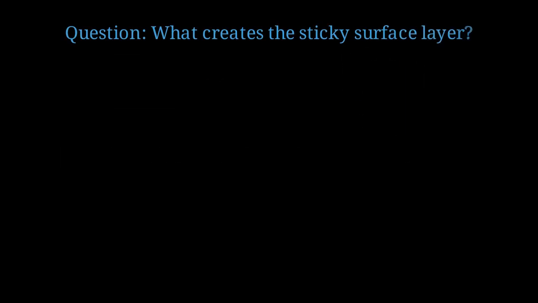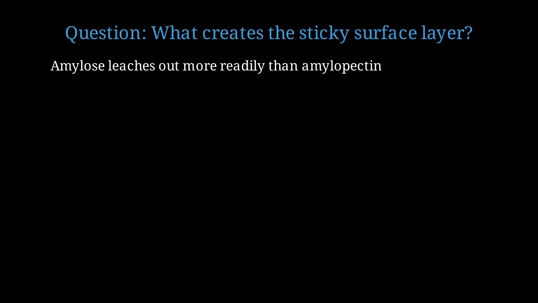Here's our next question. What exactly creates the sticky surface layer that causes rice grains to adhere? The answer involves leaching and gel formation. During cooking, amylose molecules, being linear and smaller, leach out from the grain surface more readily than the highly branched amylopectin. This creates a surface gel layer. The viscosity of the gel layer scales with concentration to approximately the 3.5 power. This is a characteristic of semi-dilute polymer solutions above the overlap concentration. Measurements using confocal microscopy show the surface gel layer is typically 10 to 50 micrometers thick. This may seem thin, but it's sufficient to bridge the gap between adjacent grains.